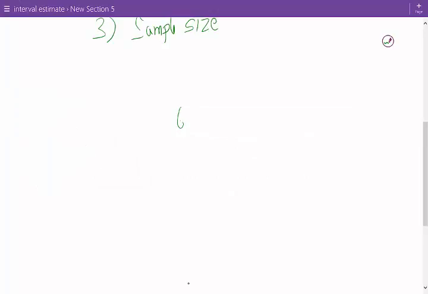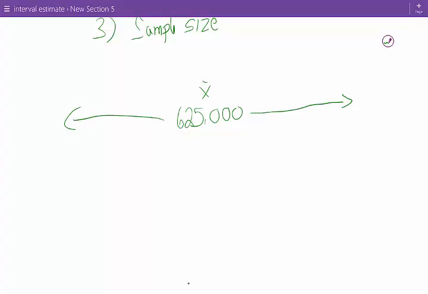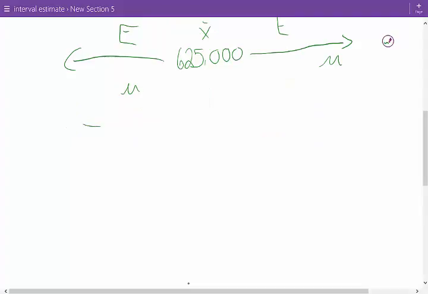We start off with our X bar, which is 625,000. We realize that's probably wrong, so we're going to build an interval around it, going up a little bit and down a little bit. When we do that, we have a 95% chance that somewhere in this interval, maybe there, maybe over here, we have the real population mean. The way we calculate this margin of error, the first component is how sure do we want to be?